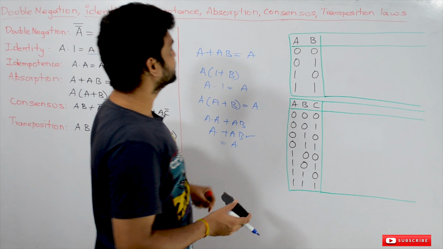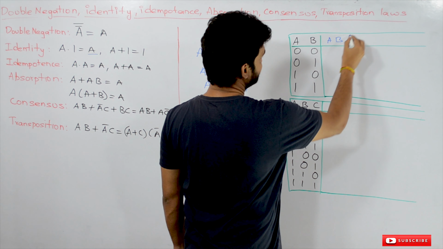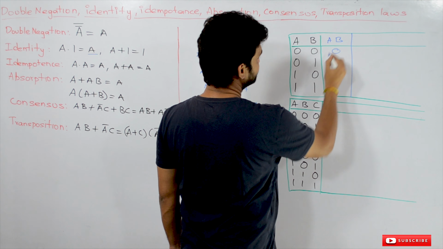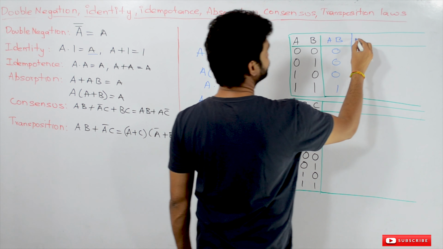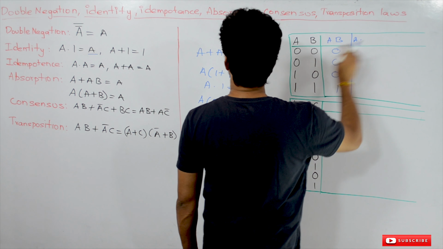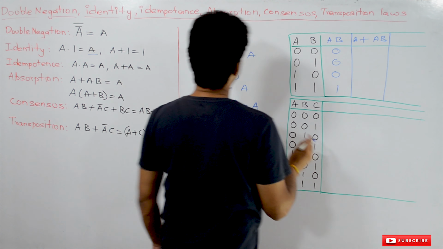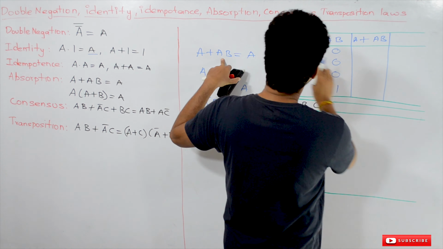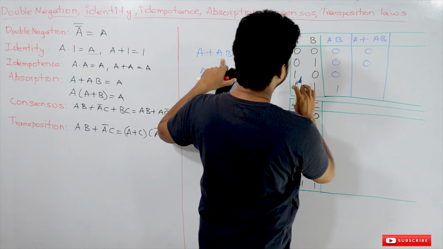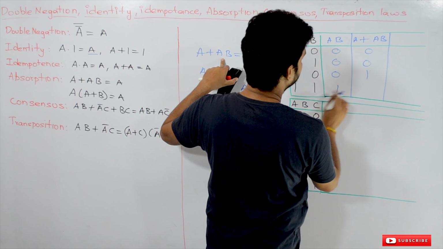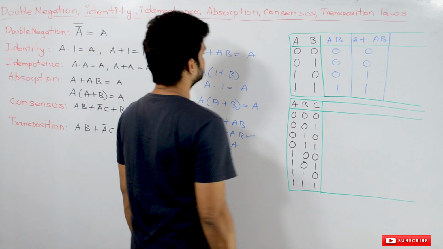Let's check this on the truth table and find out what we are going to get. First we are going to find AB. AB is equal to 0, 0, 0, 1. And now we have to do A plus AB. A plus AB: 0 plus 0 is 0, 0 plus 0 again 0, 1 plus 0 is going to be 1, 1 plus 1 is going to be 1. So that is the value of A plus AB.